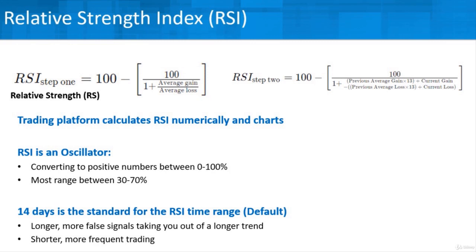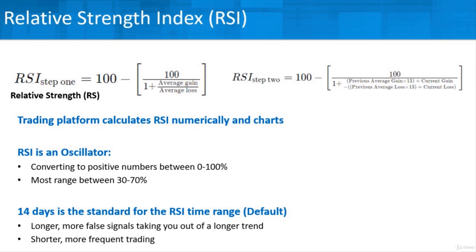Also, the default for RSI, as far as how it was developed, is 14 days, 14 trading days. That's the standard for RSI time range. You could use other time ranges. You could use 14 periods, so it could be 14 hours, 14 minutes, whatever you might want to do. But the standard was built around days, which is 14 days as a standard for an RSI.